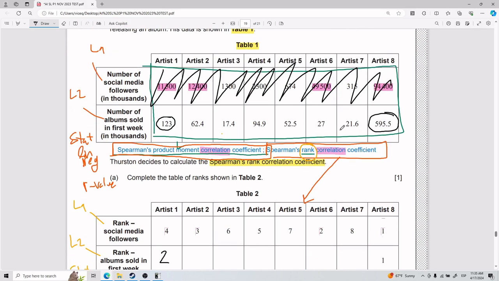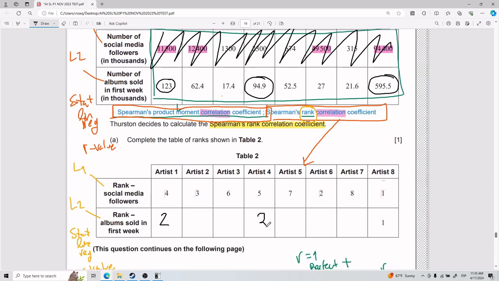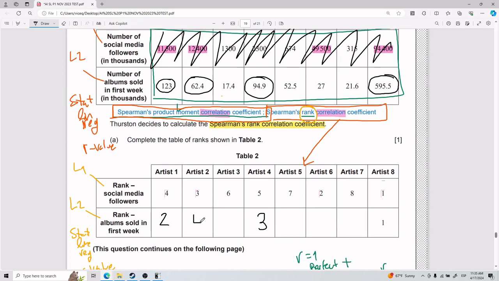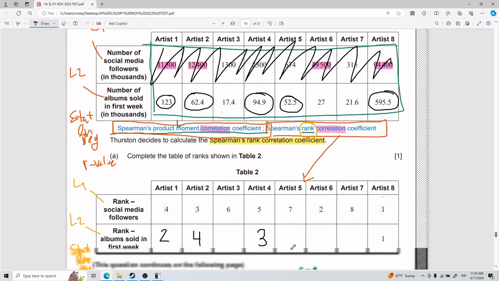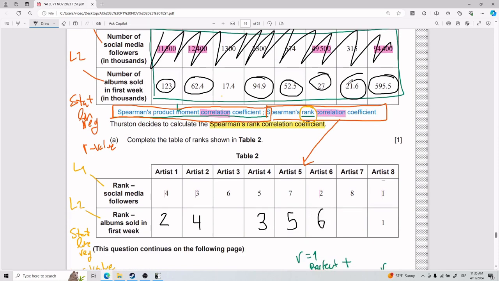Which one's the third one? Probably the 90 something, right? Just going to double check, yes. So the 90 something is the third one, that is artist 4. Here it is. What's the next one in rank? Probably the 60, it's the 60, so here you would put 4. And so you keep going from there, keep filling in. Next biggest would be the 52, so artist 5, right? And then next biggest would be this guy here, so it's going to be 6. Next biggest is this one here, 7, and then 8.